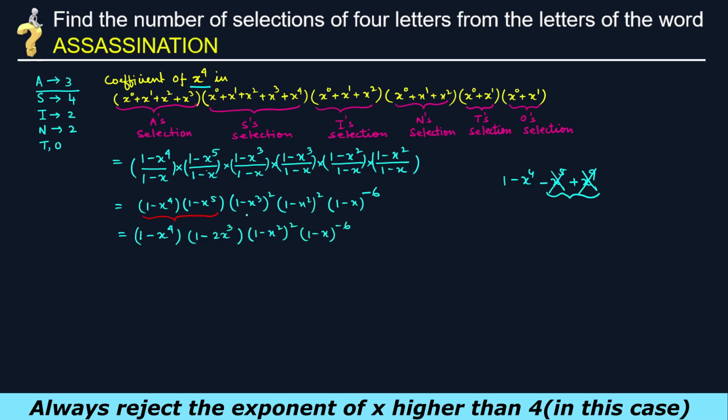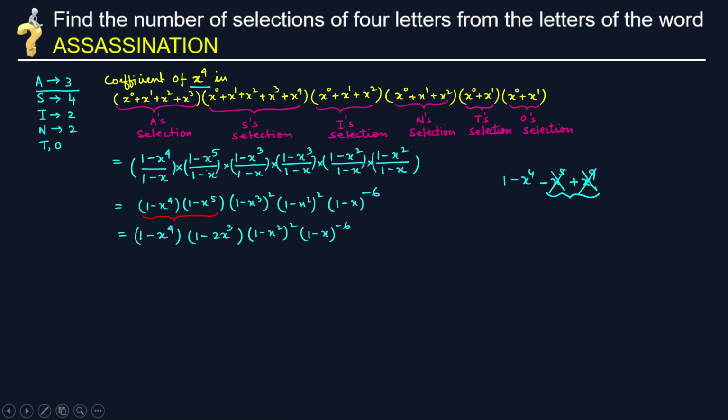And now what I'm doing is, for 1 minus x cube whole square, I have broken it by using a minus b whole square. Again, this is a square minus 2ab plus b square. B square will give us x to the power 6. That is why I have not written it in my expansion, because x to the power 6 is more than x to the power 4, which I don't want. Okay, so in this case, now I will multiply these 2 to get this one.